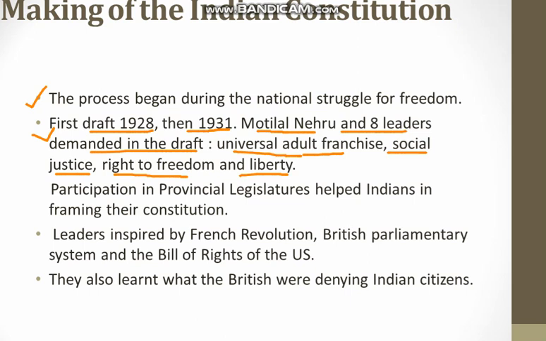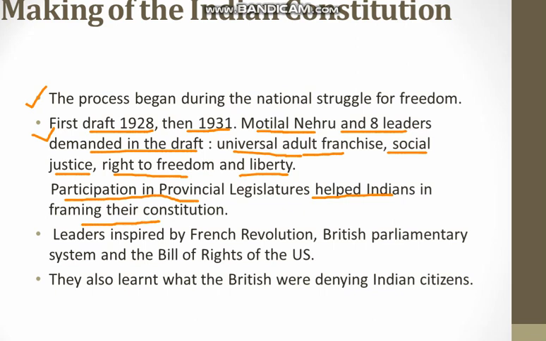Some basic values of the Constitution of independent India were accepted by all leaders much before the Constituent Assembly. Before the forming of the Constituent Assembly, these principles were accepted by Indians. So this draft gave them a basis to form the new constitution. After that, participation in the provincial legislature helped Indians in framing their constitution.